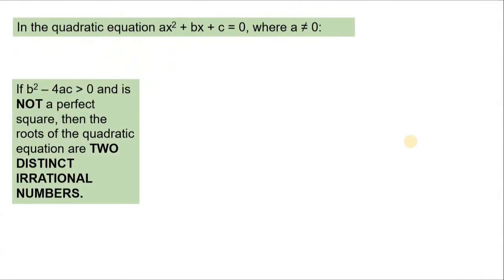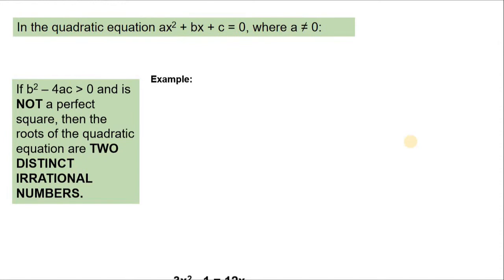If the value of the discriminant is not a perfect square but greater than 0, then the roots of the quadratic equation are two distinct, dalawang magkaibang irrational numbers. When we say irrational numbers, these are numbers that cannot be expressed as a ratio, as a fraction of two real numbers.